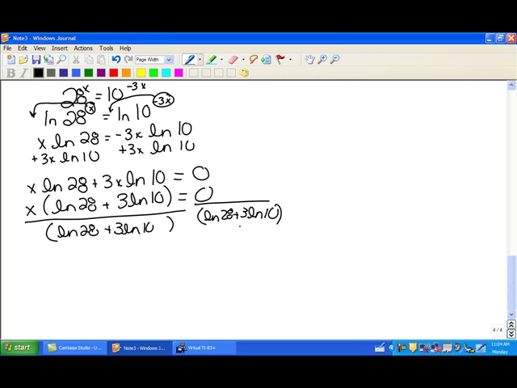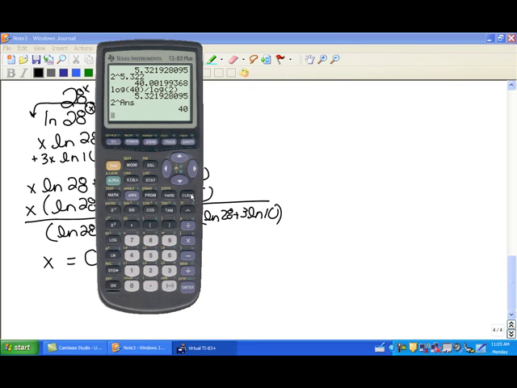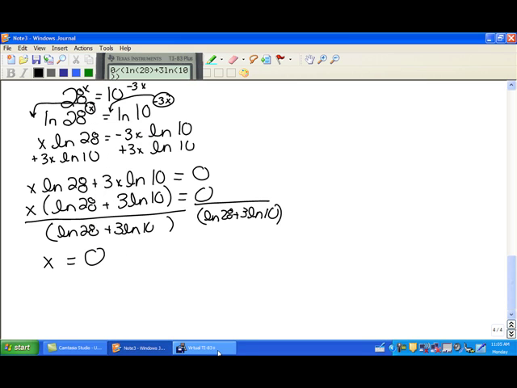And we see at this point 0 divided by anything is 0, so in this case x is going to equal 0. If you actually wanted to plug that into your calculator, we would type 0 divided by parentheses, the natural log of 28, closing the parentheses for the natural log, plus 3 times the natural log of 10, closing again for the natural log, and then closing for the bottom. And you'll notice that that does give us 0.